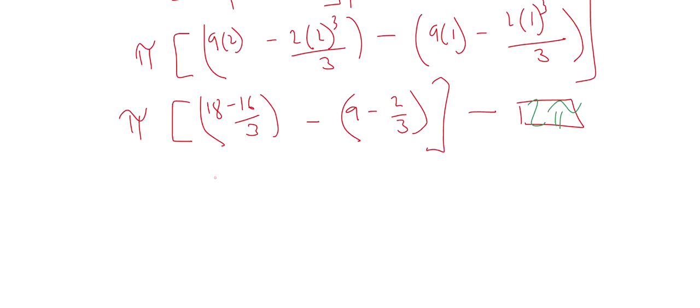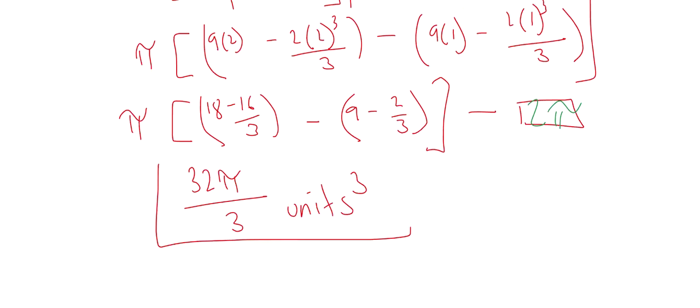So then we end up with 32 pi over 3 units cubed. That is our final answer if we put all this together. If you type all that into a calculator, you get 32 pi over 3 if you put the whole thing together.